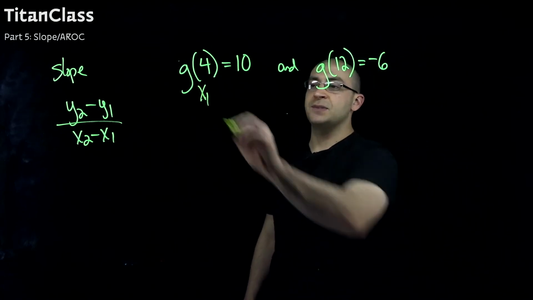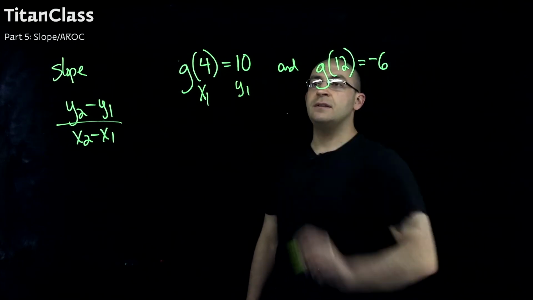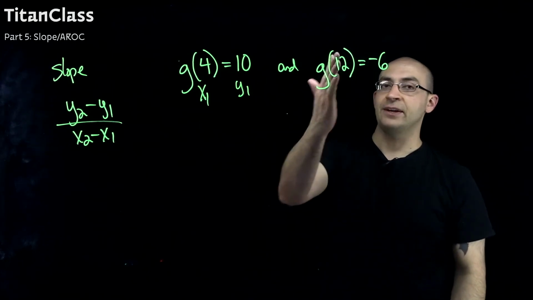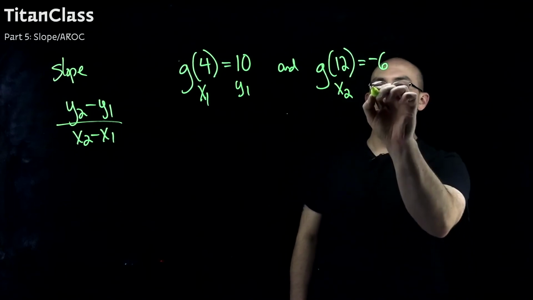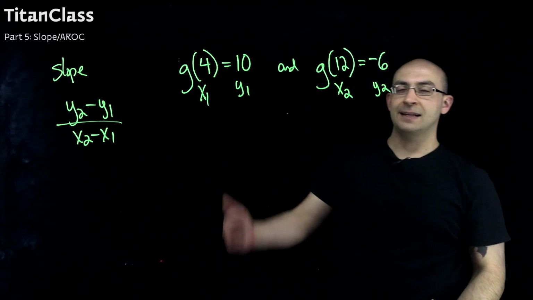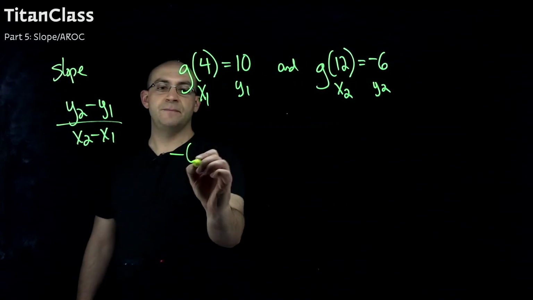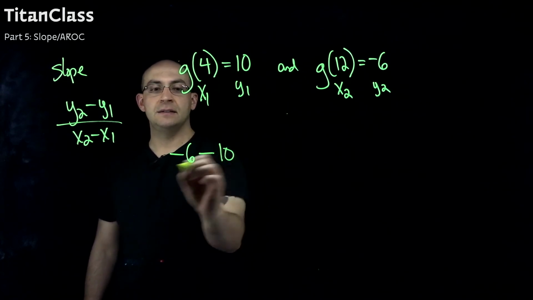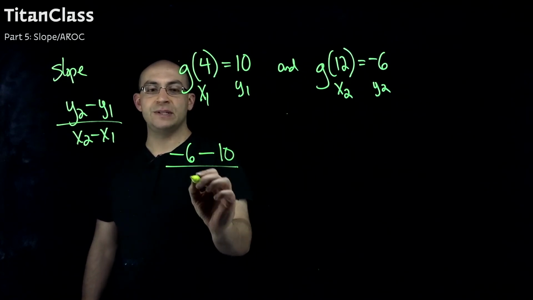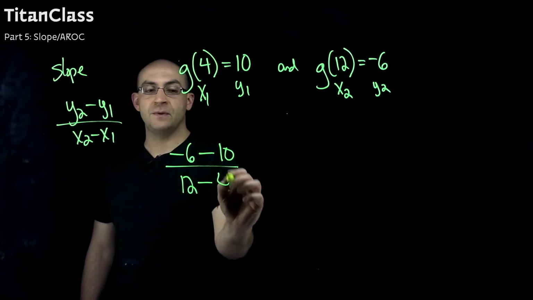This 4 is x1. Again, it's the first x value that I see left to right. This 10 is a y value. It's the first y value that I see from left to right, which means this 12 is x2, and this negative 6 is y2. Let's plug it in and see what we get. y2 is negative 6, minus sign, y1 is 10, over x2 is 12, minus sign built in, x1 is 4.